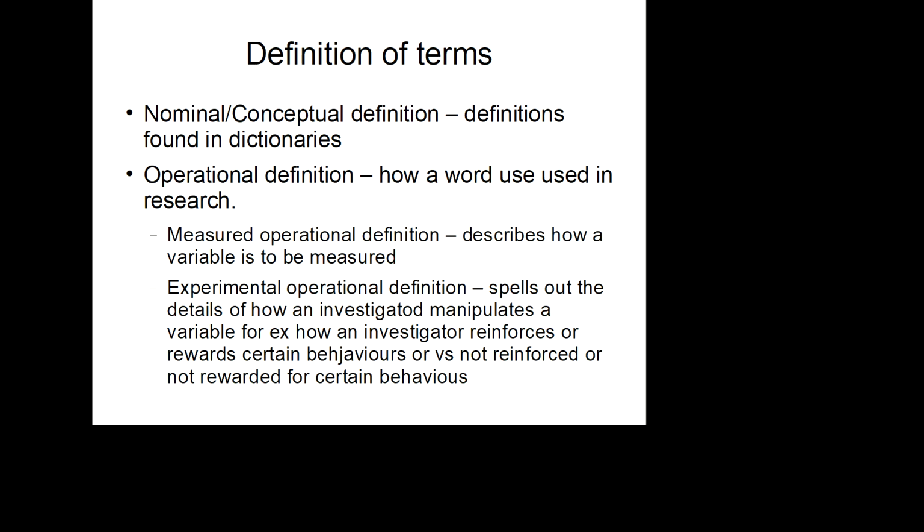A measured operational definition describes how a variable is to be measured. An experimental operational definition spells out the details of how an investigator manipulates a variable. For example, how an investigator reinforces or rewards certain behaviors versus not reinforcing or not rewarding certain behaviors. This is how an investigator utilizes or manipulates a variable.